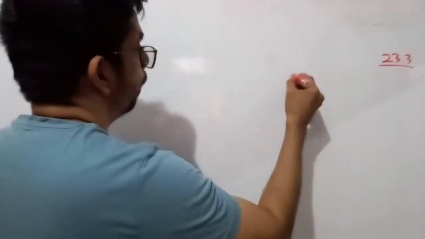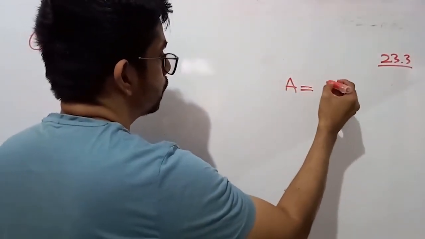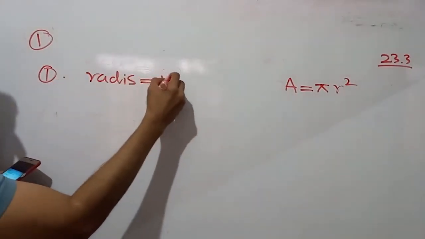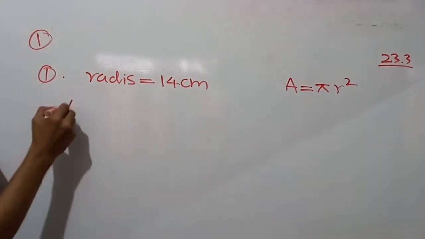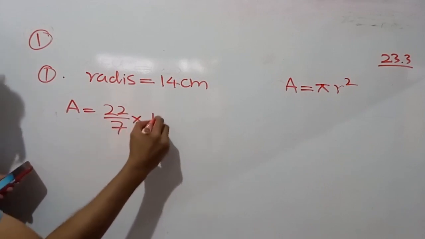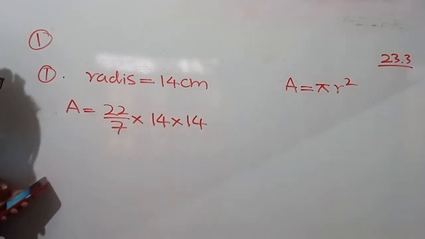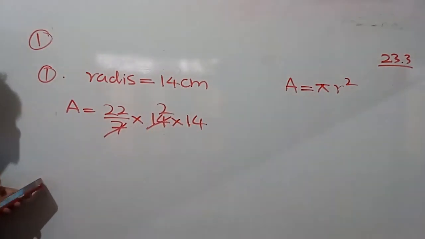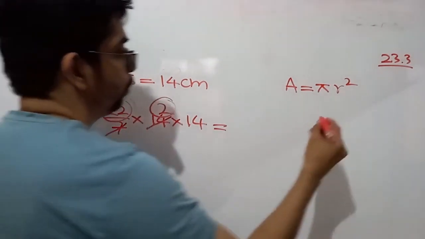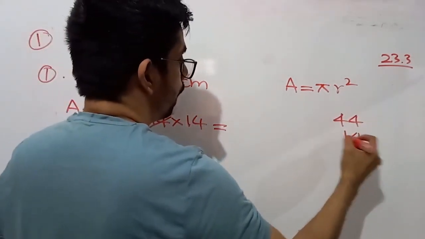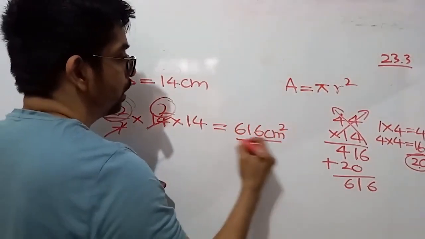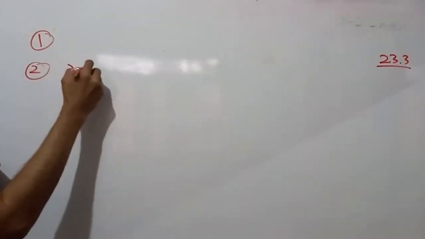So we know when you talk about the area of a circle, that is pi times r square. So first one, the radius is 14 centimeters. Right? So area A, pi is 22 by 7, r is 14 times 14. 7 times 1, 7 times 2. So we have 22 into 2, that means 44. Right? So we multiply that by 14. So 616 square centimeters.